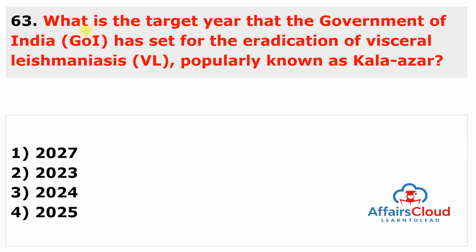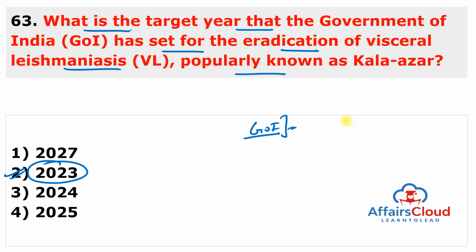Next question is, what is the target year that the Government of India has set for the eradication of visceral leishmaniasis, popularly known as Kala Azar? And it is by the year 2023. So answer of this question is 2nd. So the Government of India has set a target to completely eliminate Kala Azar, also known as visceral leishmaniasis, by the year 2023. And Kala Azar is a neglected tropical disease transmitted by the bite of sand flies and is the deadliest parasitic killer after malaria.